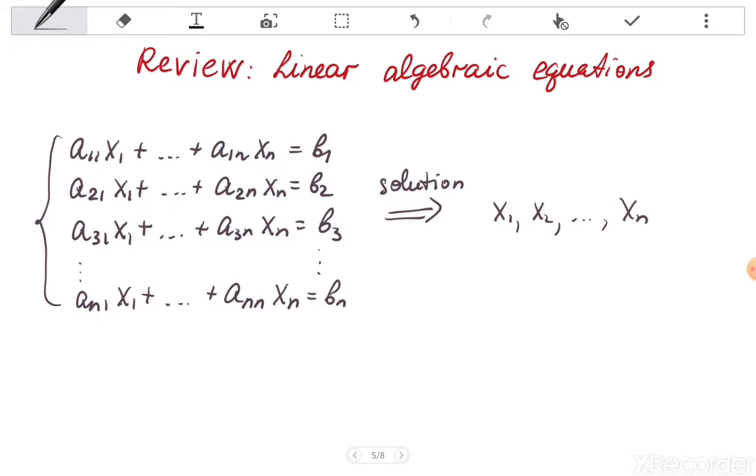And if we have n unknowns and n equations, there are three possible outcomes. The first outcome can be that the solution is unique. The second outcome is that there are infinitely many solutions. And the third outcome can be that there are no solutions.